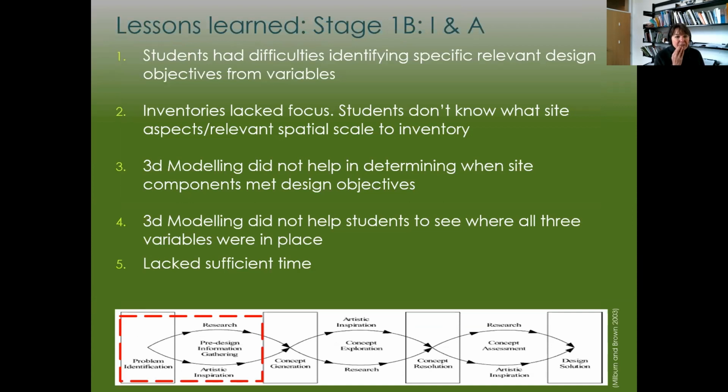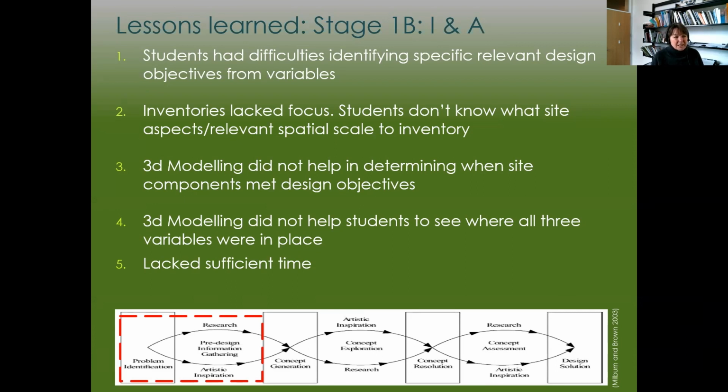So stage 2, the inventory and analysis. Students had difficulty identifying the specific design objectives from the variables. So we had to work with them on that. They now have to come up with a design objective for their design, which they would then use to compare with the first stage, the toolkit, with what they're trying to achieve in order to analyze their inventory. So we had to work with them a bit on that.